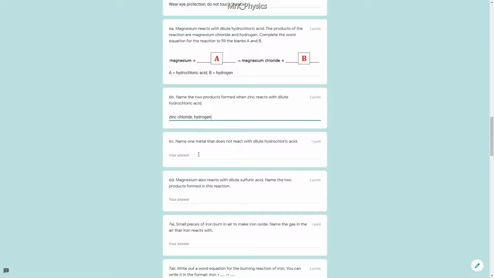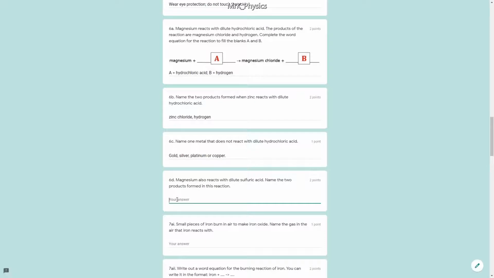Name one metal that does not react with dilute hydrochloric acid. And the four that the mark scheme kind of points out here are gold, silver, platinum, or copper. And it's essentially any metals that are really quite unreactive. And in terms of the answers, all of you did really well on that 6C.